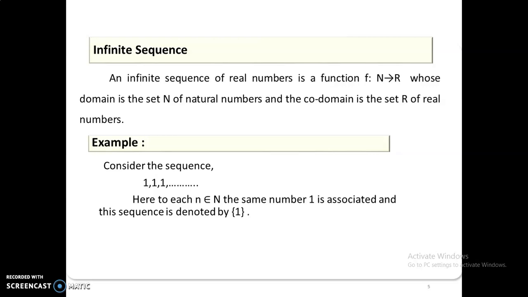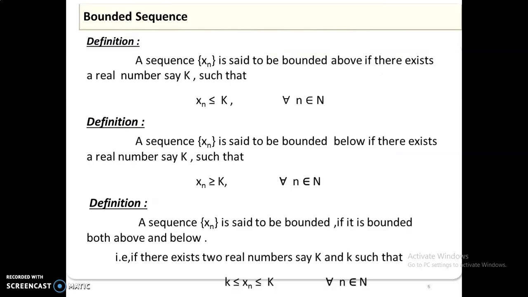For example, you can take 1, 1, 1, 1, and so on like this, and there is no end at all. Here, to each number n, which is a member of the natural numbers, the same number 1 is associated, and this sequence is denoted by 1.